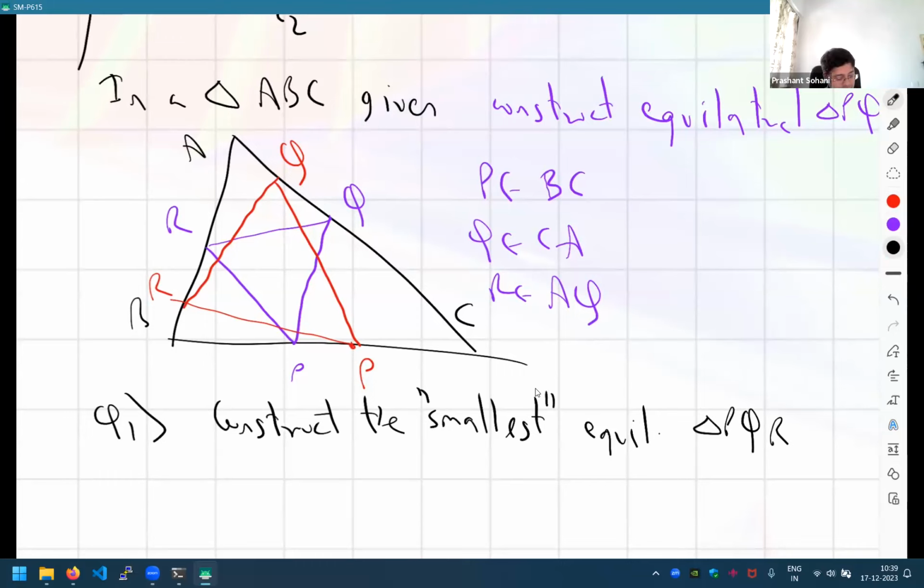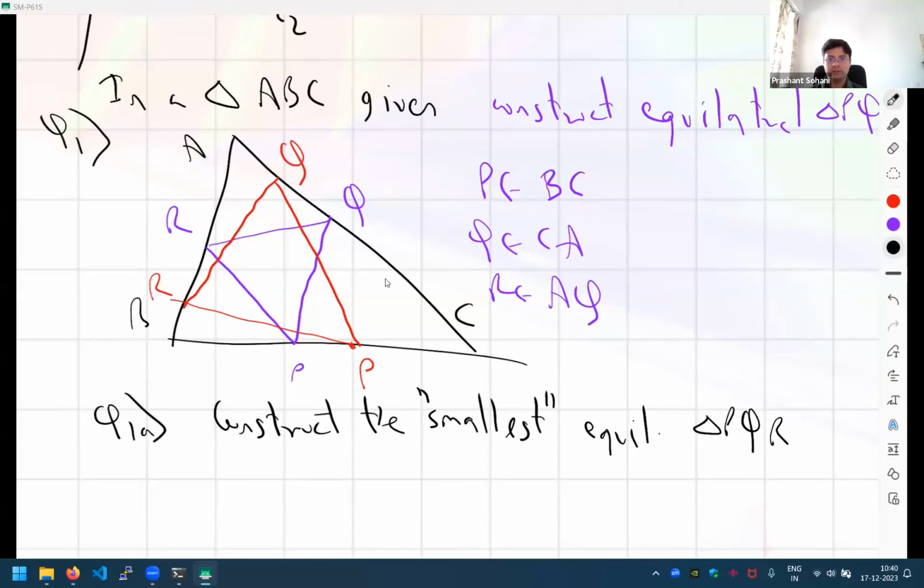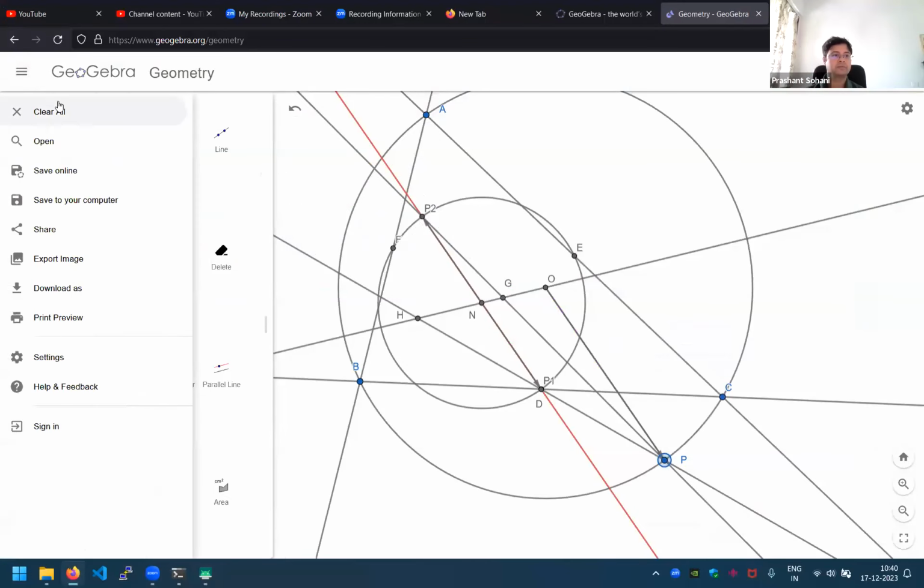So this is like a variation of this original question. So let me call it question 1A. Okay. So if question 1 is just constructing the equilateral triangle, question 1A is construct the smallest equilateral triangle. So that is a very different question. Okay. Just to illustrate this on GeoGebra, what that may look like.